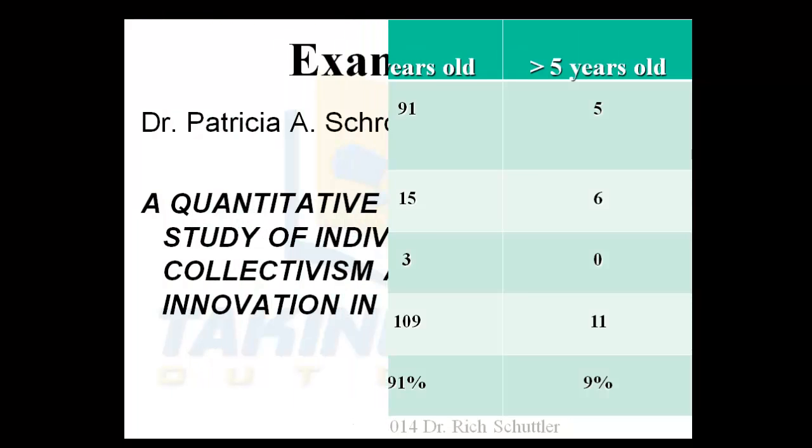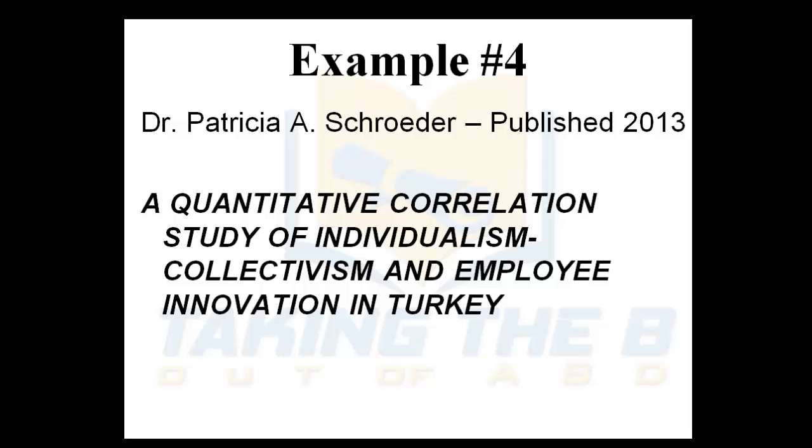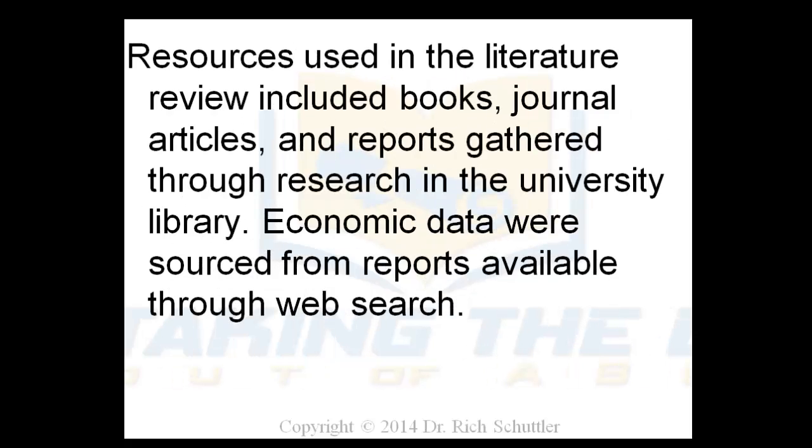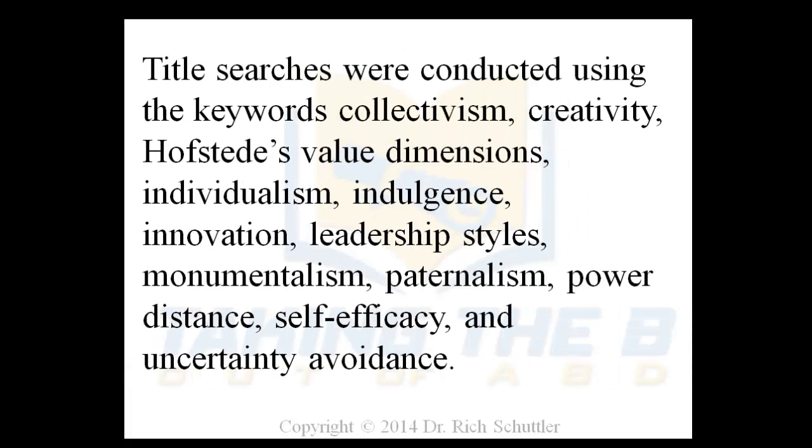Now, in example number 4 by Patricia Schroeder, published in 2013, her dissertation titled A Quantitative Correlation Study of Individualism, Collectivism, and Employee Innovation in Turkey, provide this information. Resources used in the literature review included books, journals, articles, and reports gathered through research in the university library. Economic data were sourced from reports available throughout the web search. And she went on to continue with title searches were conducted using the keywords collectivism, creativity, Hofstede's value dimensions, and a few others, so you can see the breadth or scope of the words that she went searching for.